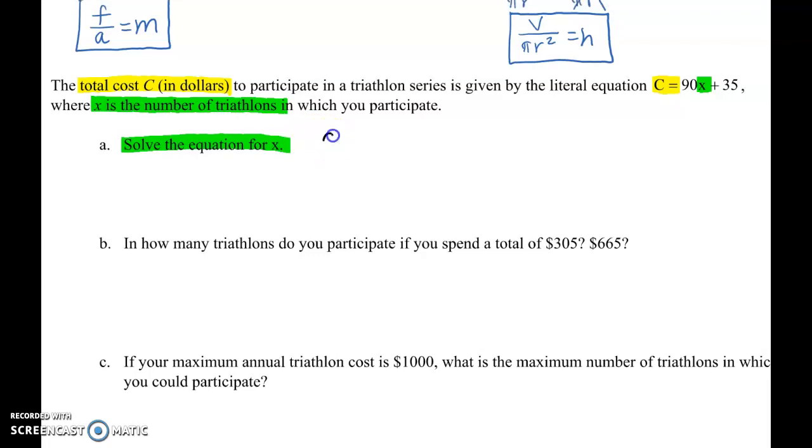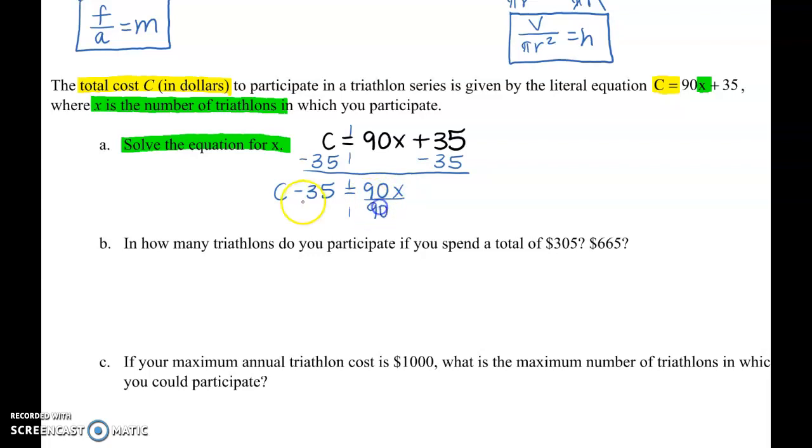So I'm going to rewrite our equation here. C equals 90x plus 35. In order to get x alone here, I want to subtract 35. And remember, C and 35, they're not like terms. So I'm just moving it over to this side. So C minus 35 equals 90x. And now I'm going to divide both sides by 90.